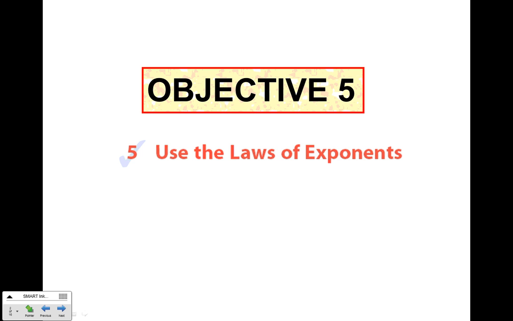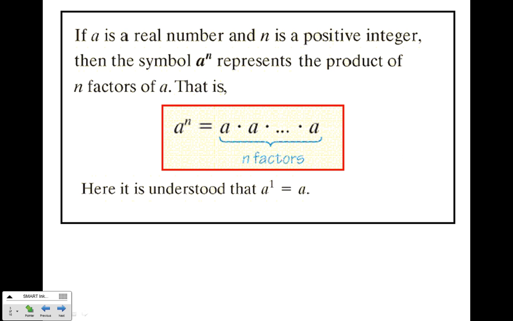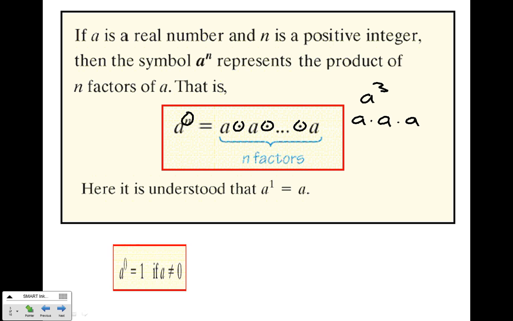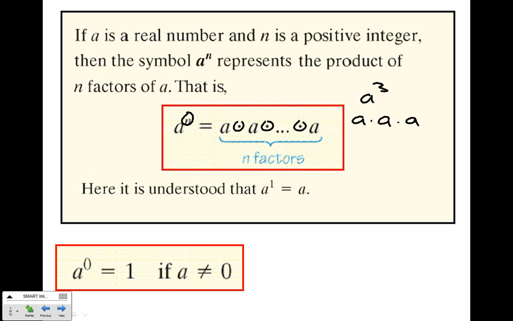All right, so first objective we're going to jump into here are the laws of exponents. And just remember that an exponent is a shortcut for multiplying. So a cubed is a shortcut for saying a times a 3 times. All right, so just one thing, we do have the base. We have the exponent, the whole thing together is called the power, okay?